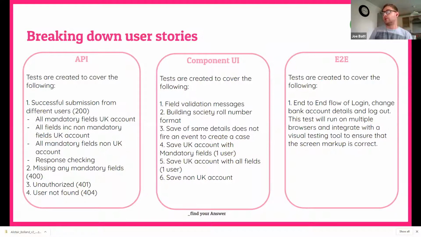That test runs on multiple browsers and integrates with an automated visual testing tool to make sure that the screen markup's correct. So we've actually had a look at this. We've ended up with 21 API tests, 9 component tests, and 4 end-to-end tests. Now the 4, it's actually only one end-to-end test, but it runs across all the browsers. What that means is the API tests only take around 15 seconds to run. The component tests take 20 seconds, and the end-to-end test takes about a minute. So we're able to fully test this change of bank details really quickly, and we can obviously regression test it.